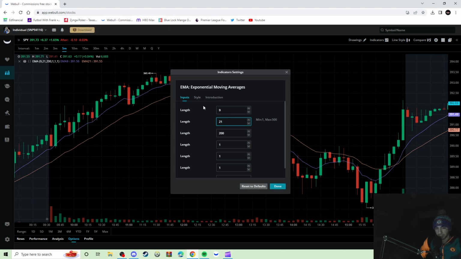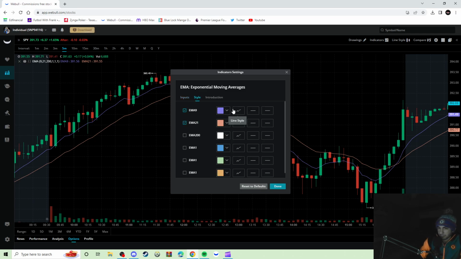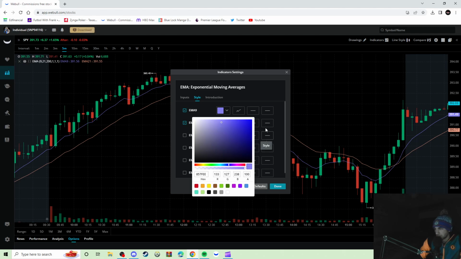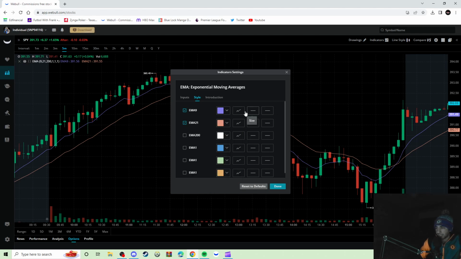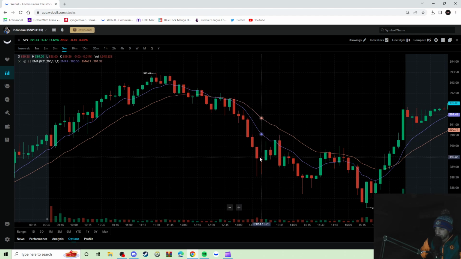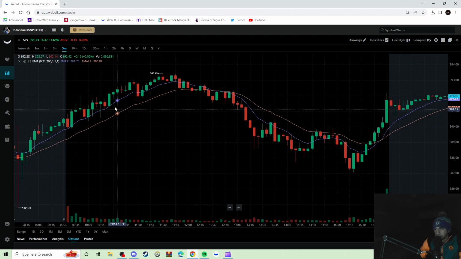9 and 21. From there, I would go to style right here, and you can pick whatever color you want, it doesn't matter. Mine are purple and this little orange, and I would check them. I would make sure both check marks are in for 9 and 21. I would go to done, and from there, they would be on my chart. So this is the 5-minute chart, and you can see the 9 EMA is this purple line, and the 21 EMA is this orange line.